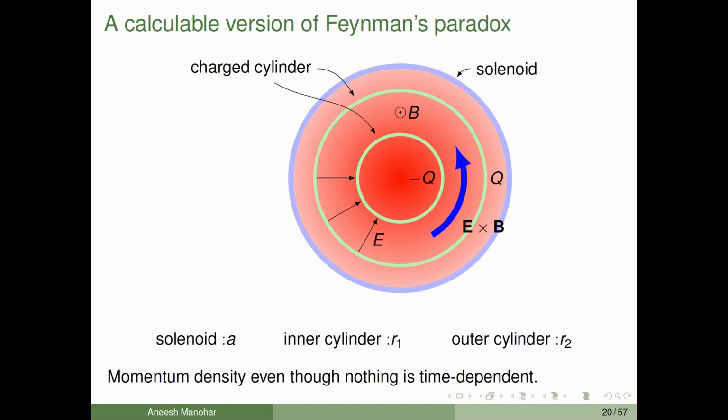There's a magnetic field in the z direction. So this is looking at the system from the top. And E cross B flows in a circular direction. And so we have momentum flow, even though nothing is changing with time. I just want to emphasize E and B are time independent, but there's still momentum flow and therefore angular momentum flow.